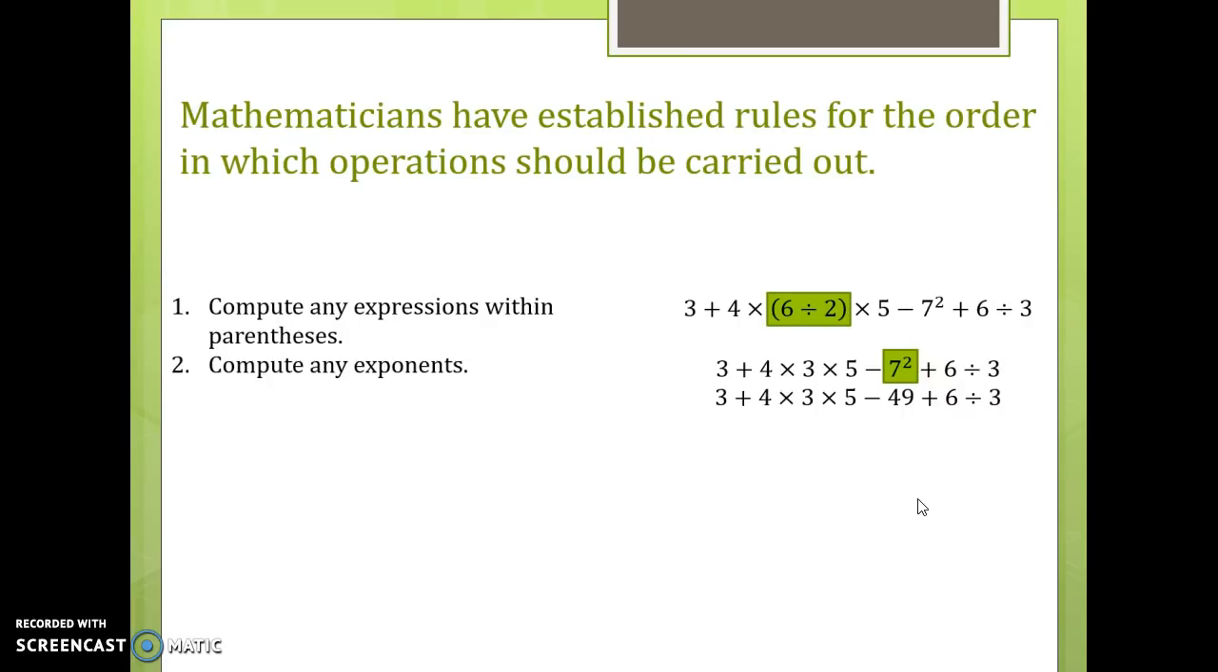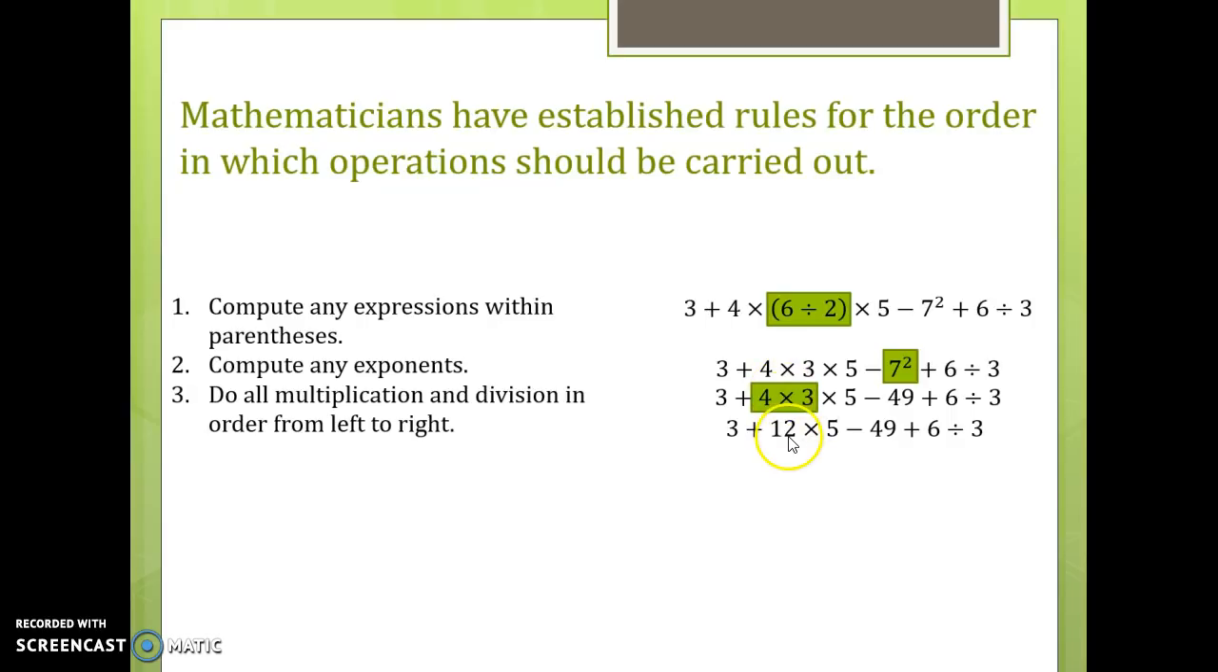Now what do we do? We have to do all multiplication and division in a specific order, from left to right. So whatever comes first from the left has to be done first. And here we have 4 times 3, we have times 5, we have this division. So first we have 4 times 3. From the left, we have to solve it first. That'll give us 12. We copy everything in front and we copy everything after.